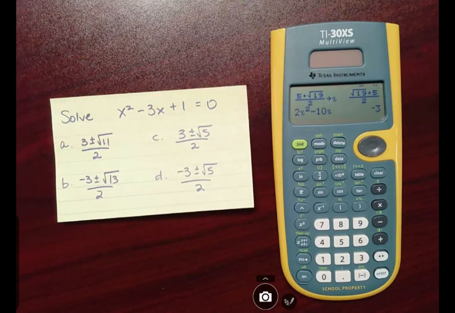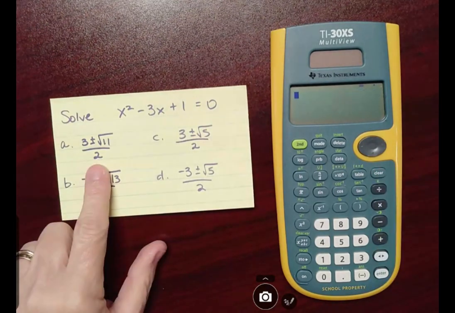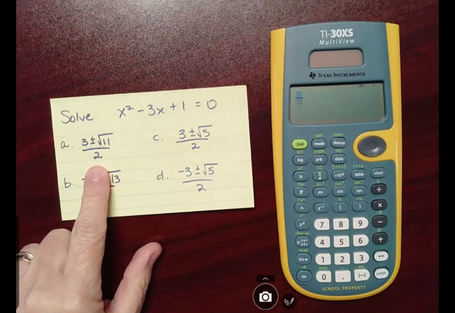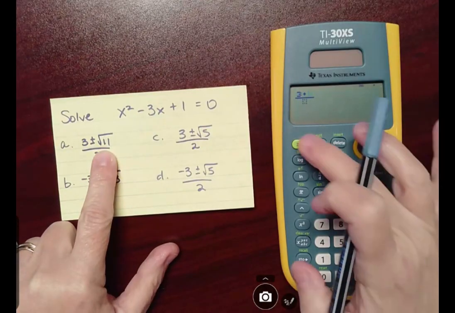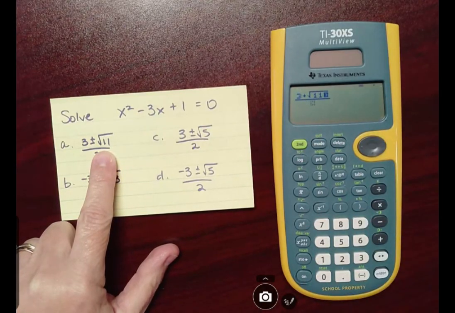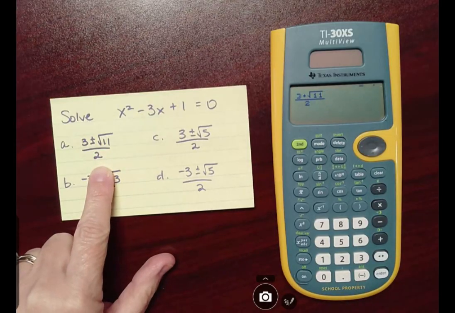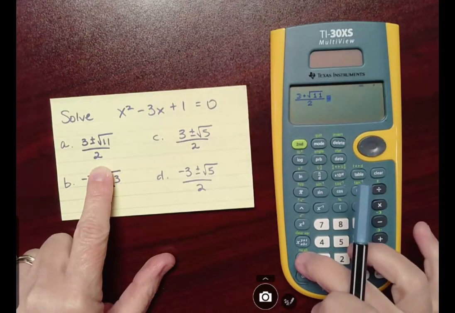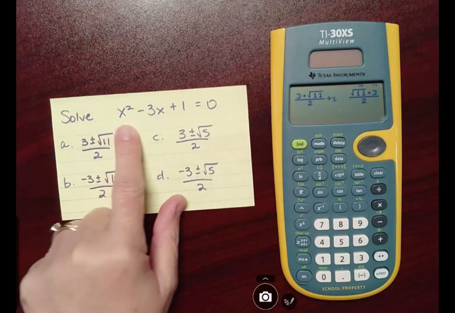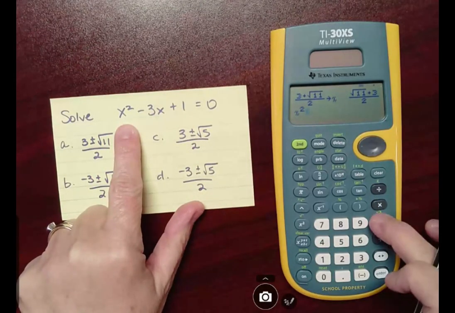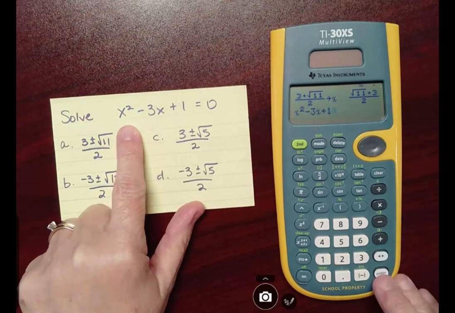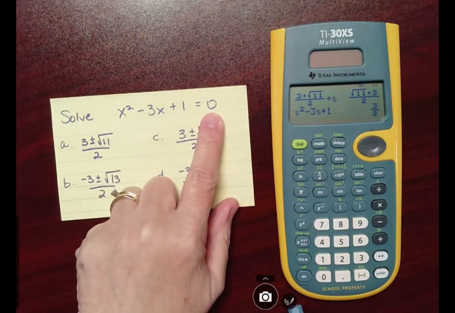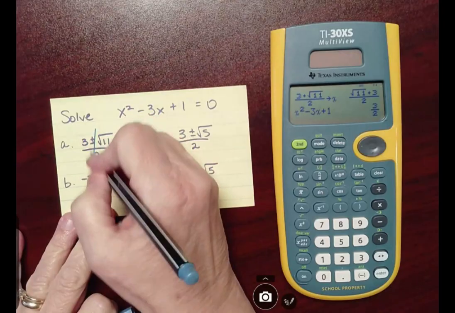We're going to store answer choice A and put it back in the equation and see if we get 0. So I'm going to hit my fraction button, and I'm going to type 3 plus the second square root 11 over 2. It's another situation. If I do my store X right here with my cursor flashing in the denominator, I'm going to get an error. Move out, store X, enter. And now I want to type in this equation, x squared minus 3x plus 1. I hit enter. I did not get 0. I got 3/2. This is not the right answer.